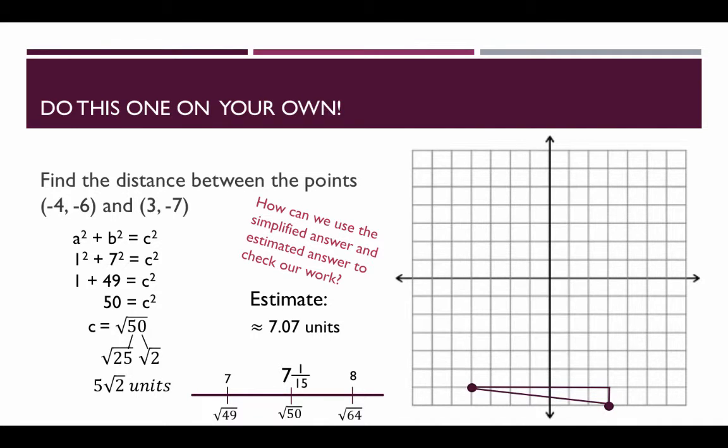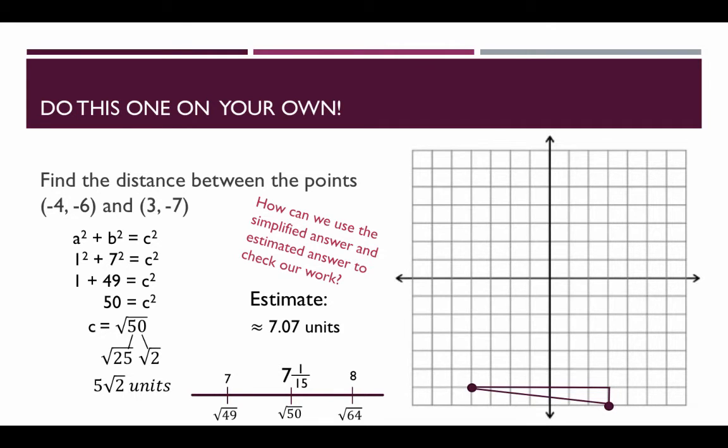So a question for you is, how can we use the simplified answer and the estimated answer to check our work? We have two different ways that we can check our work here. We can use the simplified or unsimplified answer. It might actually be simpler to use the unsimplified answer and plug it into the Pythagorean theorem with your two legs. So you would have 1 squared plus 7 squared equals the square root of 50 squared, and solve that down and make sure that they're equal. If they're equal, then that means that you created a right triangle, and that's one way to check your work. If they're not equal, then that means that you must have made a mistake somewhere.